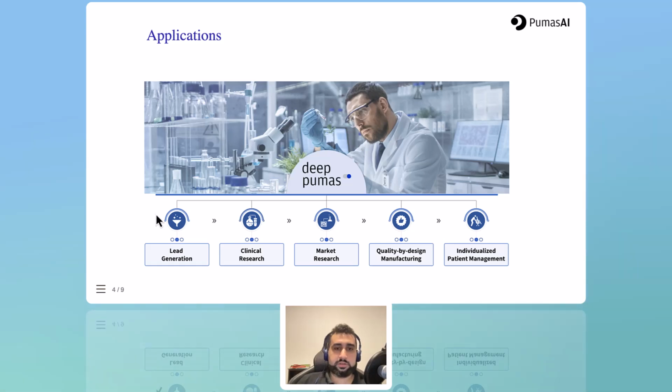Of course, in this course, we will focus a lot more on perhaps pharmacometrics applications, but the application of DeepPumas can go beyond that.